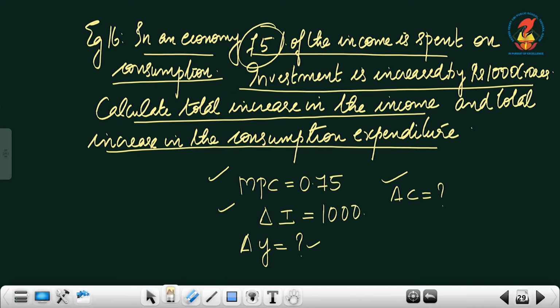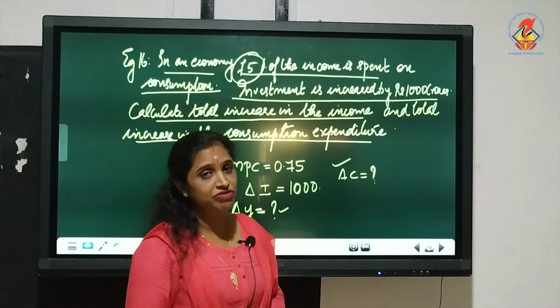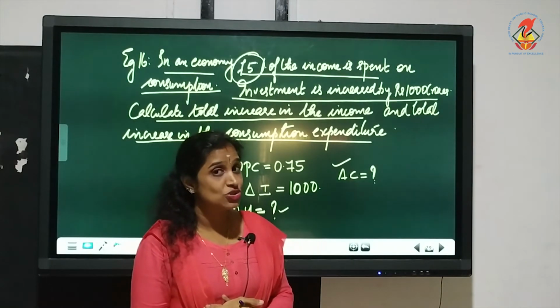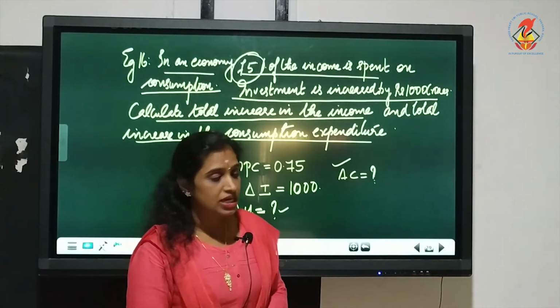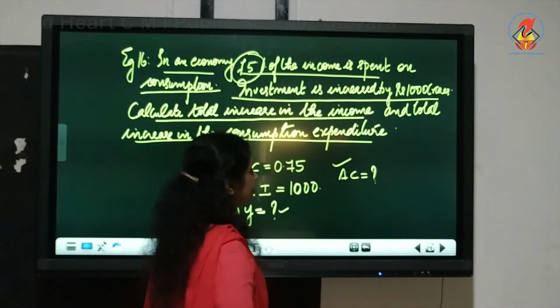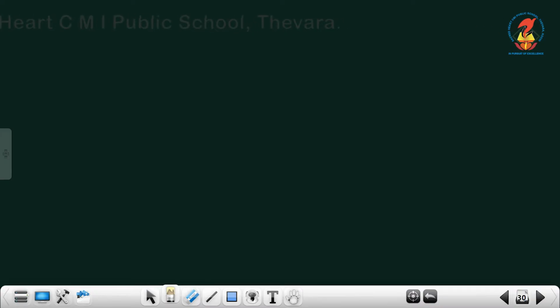MPC is given as 0.75. Delta I is given as 1000 crores. Delta C you have to find out. Delta Y you have to find out. How will you find out delta Y? I have told you the equation to get delta Y: K is equal to delta Y by delta I. So, you have to write down K is equal to delta Y by delta I.